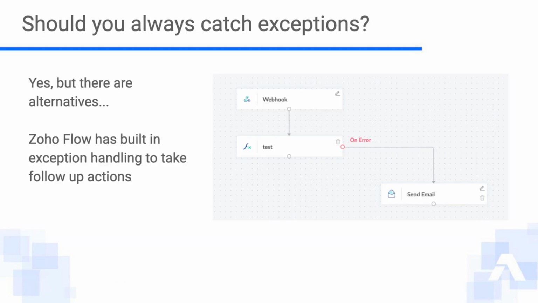So you're probably saying, hey, should I always catch exceptions? And in general, yeah, you really should. You should know when you're failing and do something about it. But there are exceptions. For example, in Zoho Flow, it's built into the platform: if there is an error with a function that you run, then you can do other actions. So it's basically extended the try catch to outside of the function, but it does basically the same thing. Either way would work, but in this case, it's already handled for you.